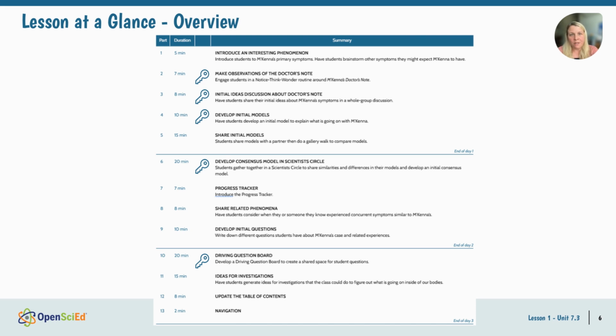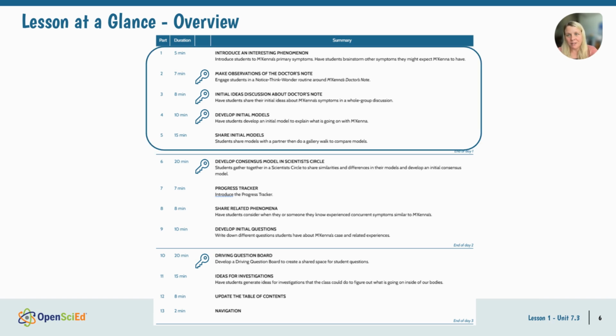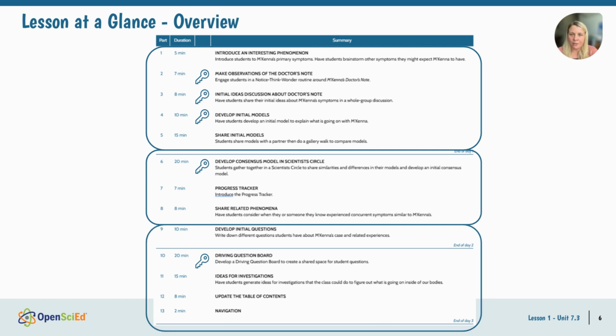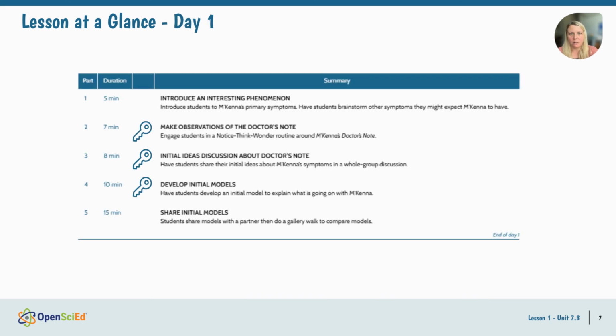When you look at this 3-day lesson, you can see that it can be divided into 3 big sense-making chunks. The first happens on day 1, the second happens on day 2, and the third begins on the end of day 2 and carries into day 3. Let's look a little bit closer.